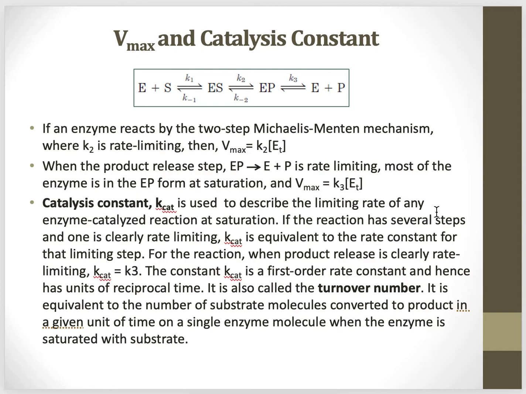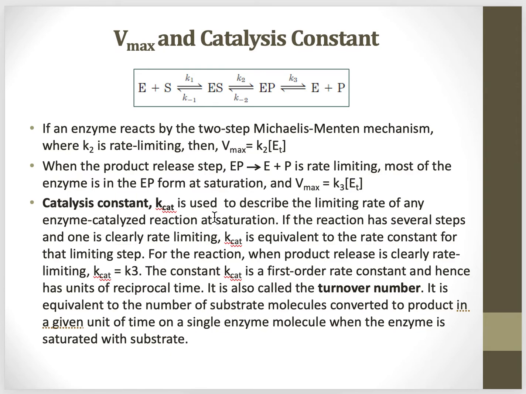If the reaction has several steps and one is clearly rate limiting, kcat is equivalent to the rate constant for that rate limiting step. For example, if we say that for this reaction this is the rate limiting step, then the value of kcat will be the same as the value of k3. That means kcat will be k3.